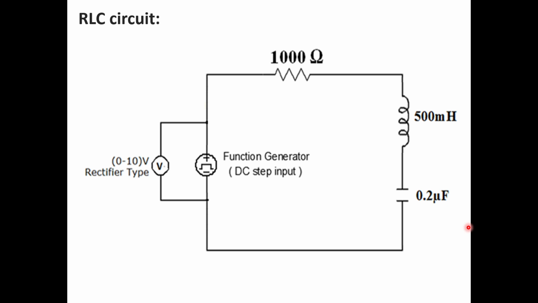They are connected in series, and a function generator or signal generator is connected across these elements. Using this function generator we have to give a DC step input to these elements, and the voltage applied using this signal generator or function generator is measured by a 0 to 10 volts rectifier type voltmeter.